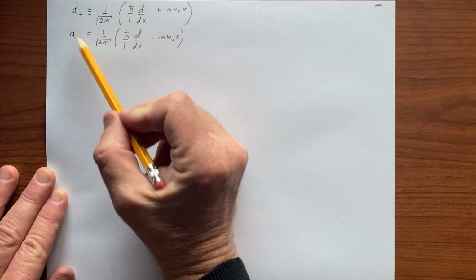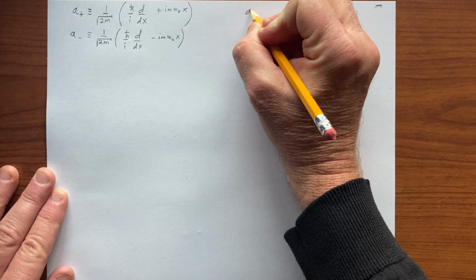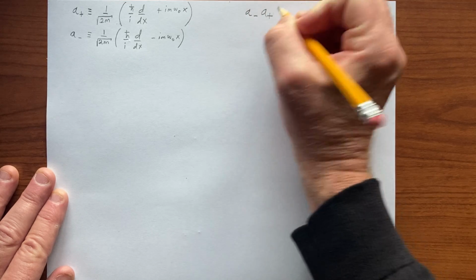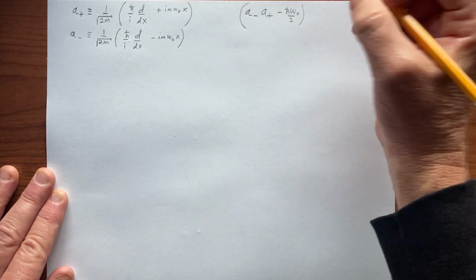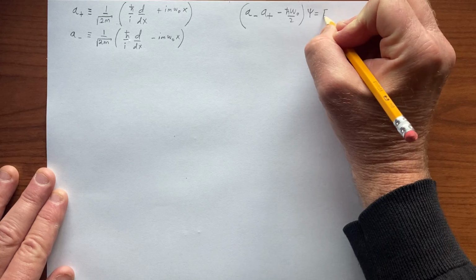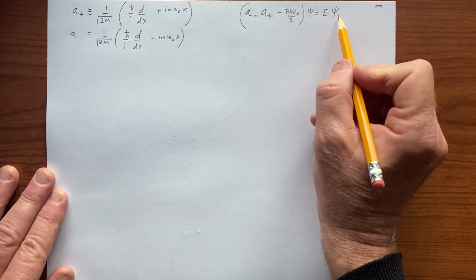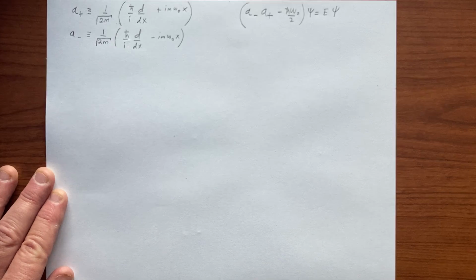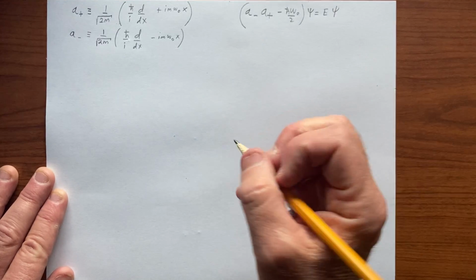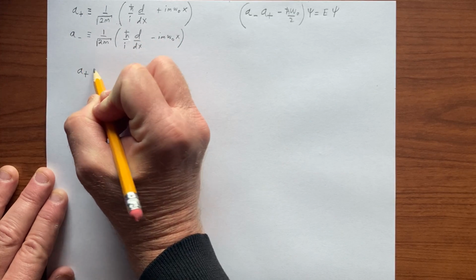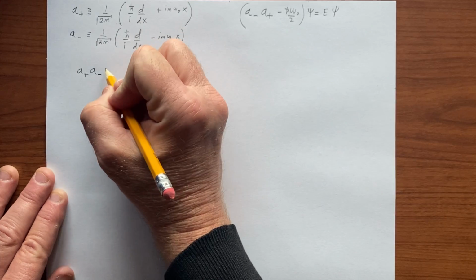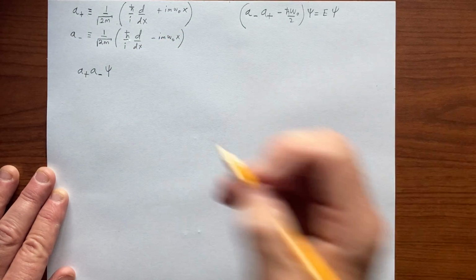So we already used the ladder operators to create the Schrodinger equation, and we showed that the Schrodinger equation can be written in this way. Okay, where psi is an eigenfunction of energy. But now we want to show that we can write it in a different way using the A plus, A minus combination. So let's apply that and see what we get.